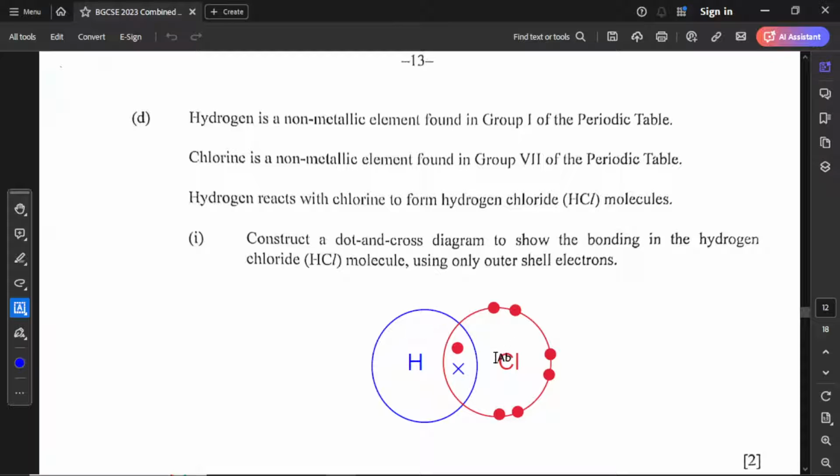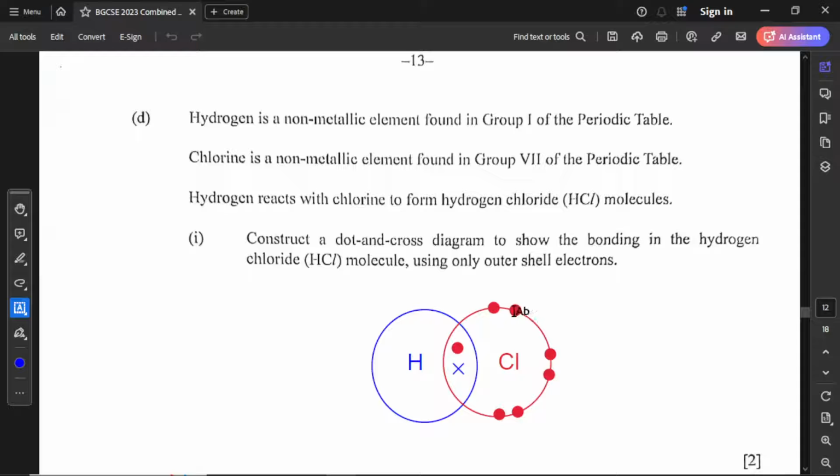I put hydrogen in blue. Chlorine has 7. Again, it's in group 7, so it has 7 valence electrons. Hydrogen is in group 1, as they suggest right here, so it has 1 valence electron. So again, each of them requires 1 more to become a full shell. Hydrogen only requires 1, not 7. Why does it require 1? Because it's the first shell. The first shell can only hold a maximum of 2 electrons, all right? So therefore, only 1 more is required.